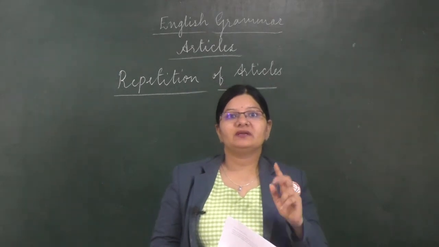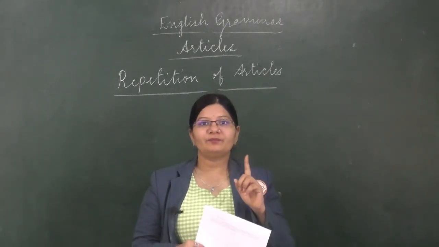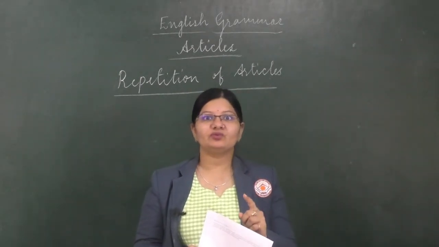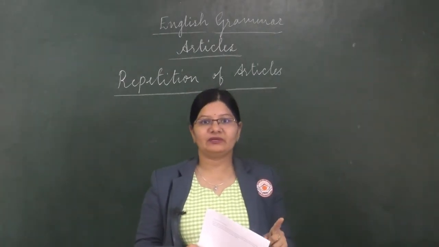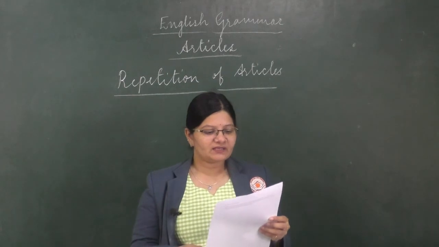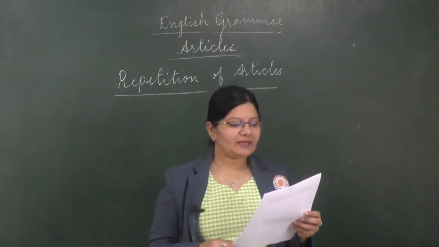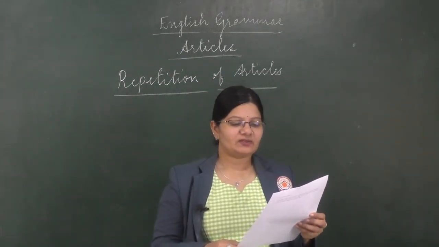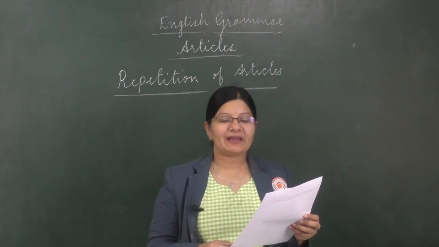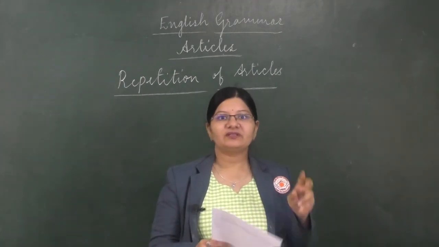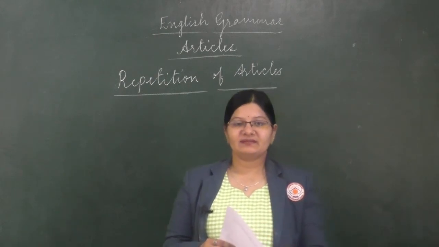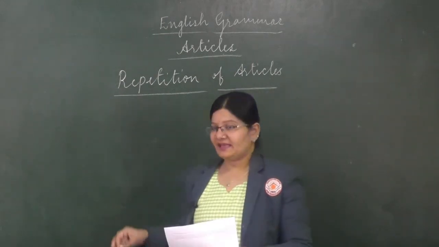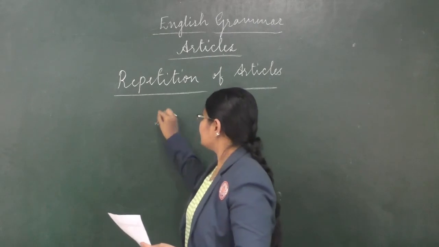So if there are two adjectives for a single noun, you use the article before the first adjective only. For example, Sumit has a black and white cat. So Sumit has a cat which is black and white in color. Here there are two colors which the cat has, black and white. That's why we use the article a there.